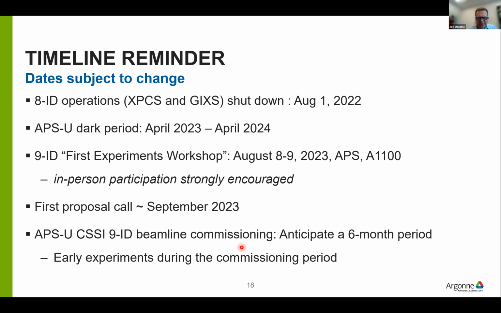And then we'll be transitioning towards beamline commissioning and installation, initially without beam, and then in 2024, we'll be starting a period of commissioning with beam and transitioning towards early experiments in the commissioning period and afterwards.